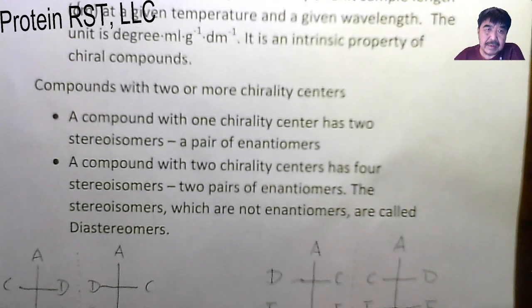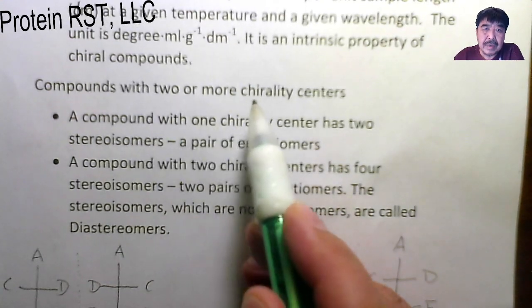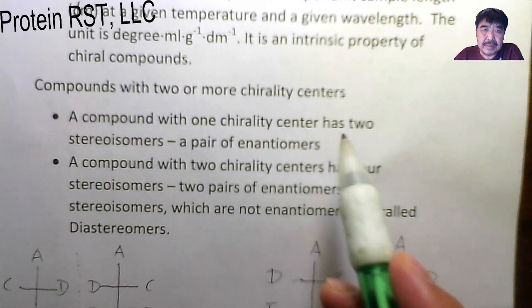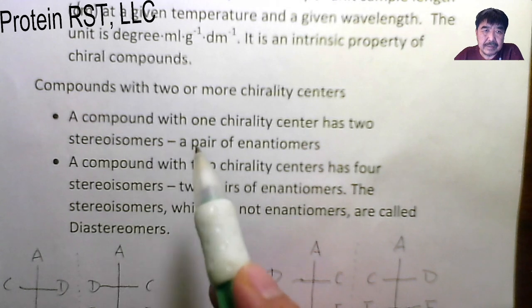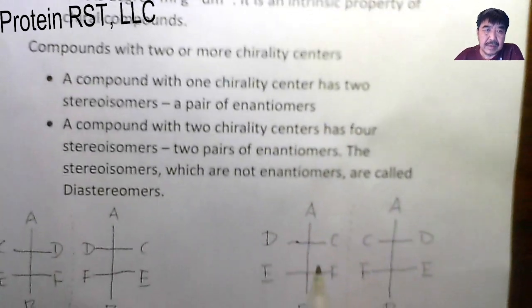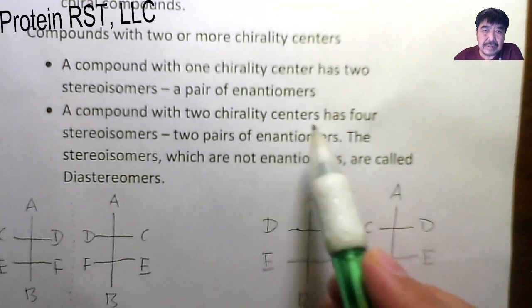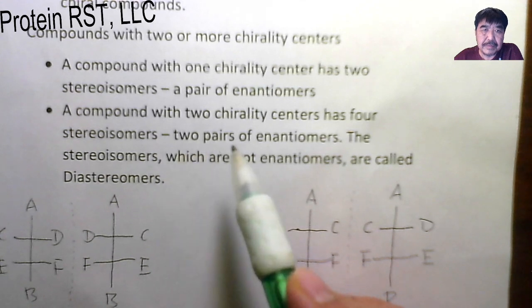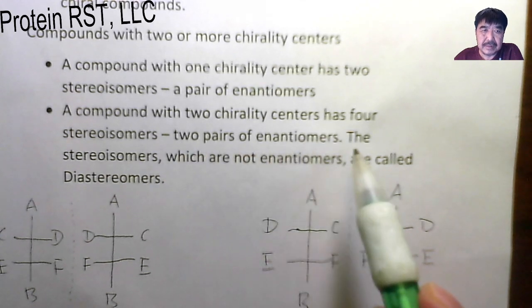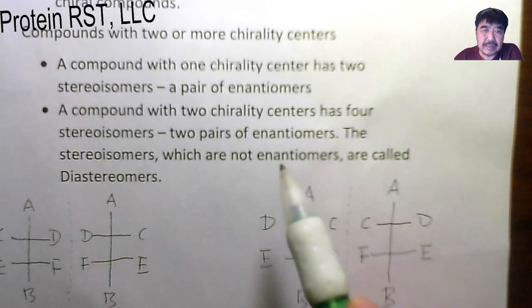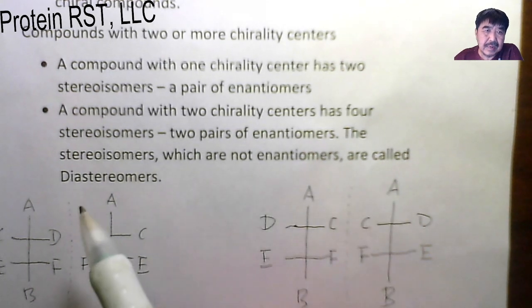Lastly, let's take a look at compounds with two or more chirality centers. A compound with one chirality center has two stereoisomers, a pair of enantiomers. A compound with two chirality centers has four stereoisomers, two pairs of enantiomers. The stereoisomers which are not enantiomers are called diastereomers.